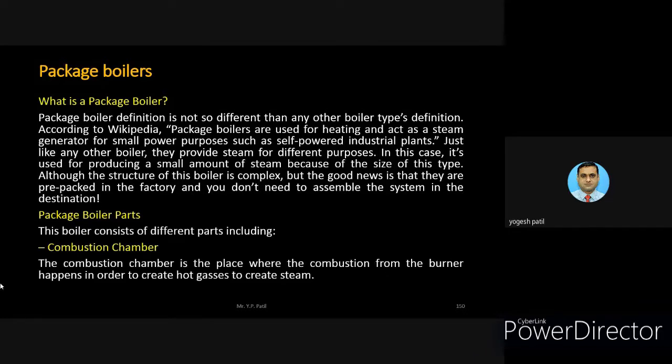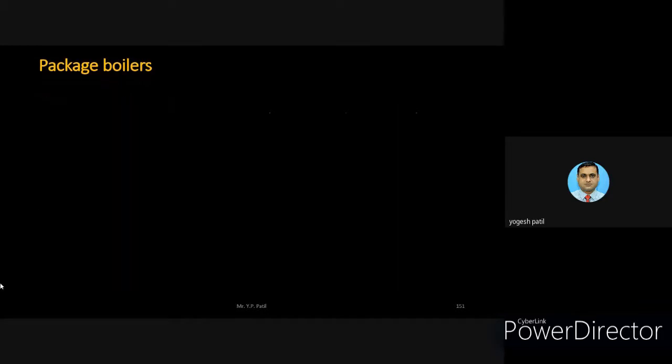So what are the different parts of the boiler? The very important part of the boiler is the combustion chamber. That is the important source of heat. The combustion chamber is the place where the combustion from the burner happens in order to create the hot gases, to create the steam, as this is the fundamental requirement of any boiler. So the combustion chamber is an important part of this boiler.